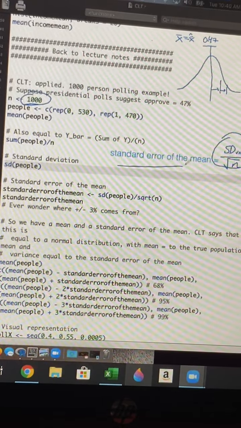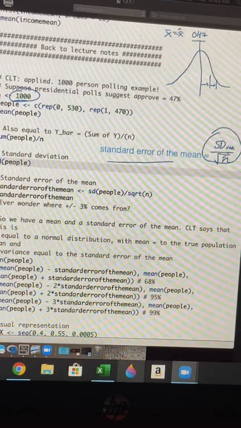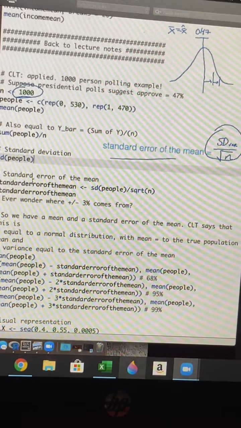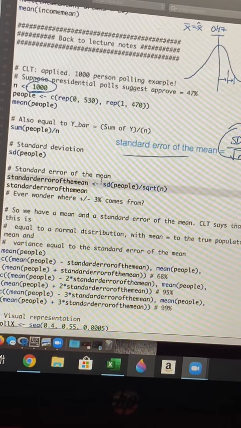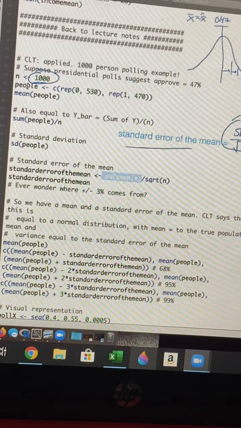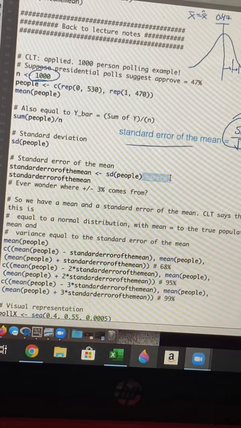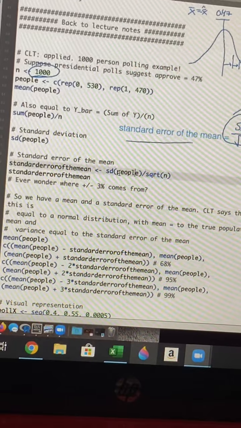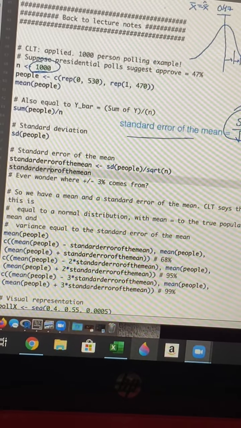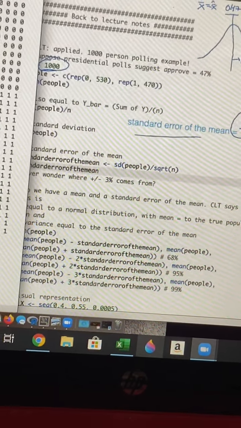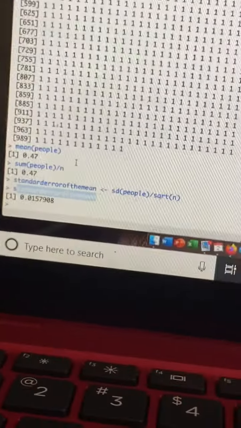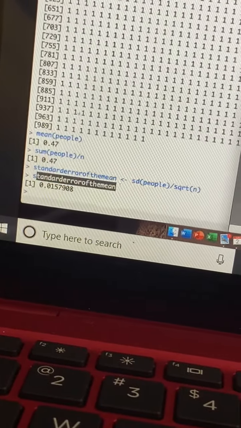Right? So the formula for the standard error of the mean is the standard deviation divided by the square root of the number. If I wanted to know what that is, I would just make R do it for me: the standard deviation of my sample, the object of the sample is people, divided by the square root of the number of people that I have, which is n. I run this line and look at this object, and R tells me that the standard error of the mean of my polling example is 0.0157908, right?